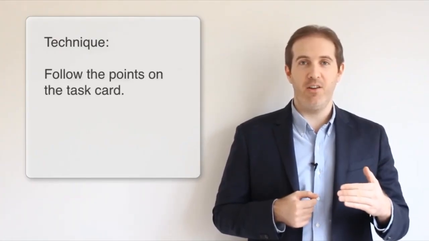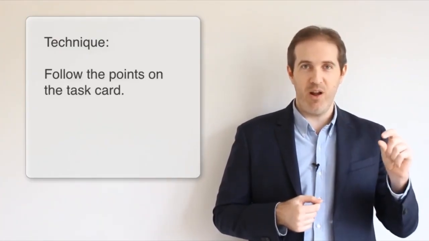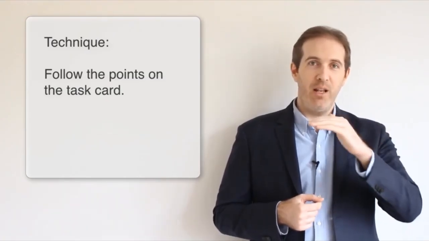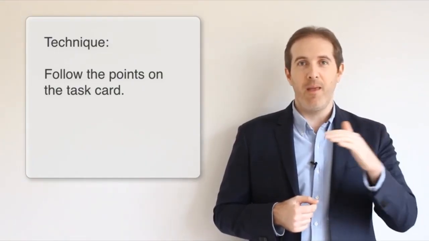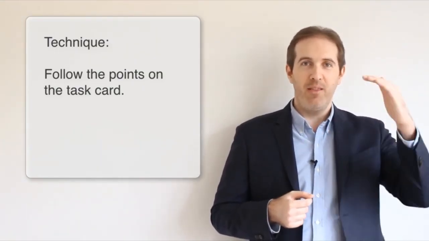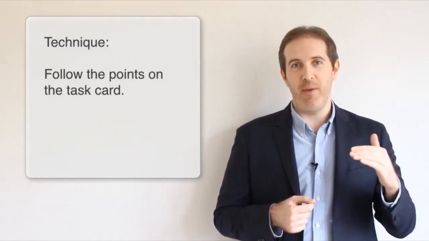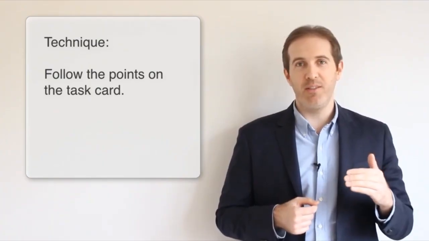Then when the 1 minute preparation time is finished, the technique, my advice, is just follow the points on the task card. So if the main task is describe a person who you like, below that it will say, who is this person? How do you know them? Why do you like them? There'll be some bullet points below the main task. Use those bullet points to help you.